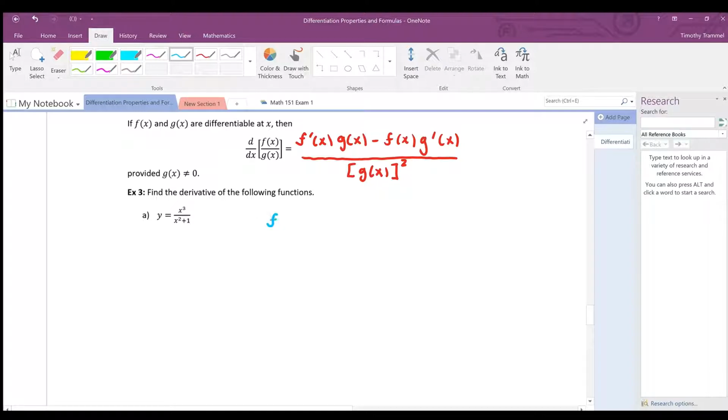So notice the top function is x cubed, and the one in the denominator is x squared plus 1. And then let's find their derivatives real quick. That way we can just plug and chug. f prime of x is 3x squared using the power rule, and g prime of x is 2x.